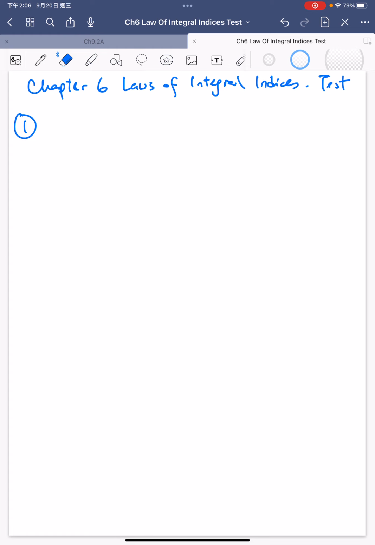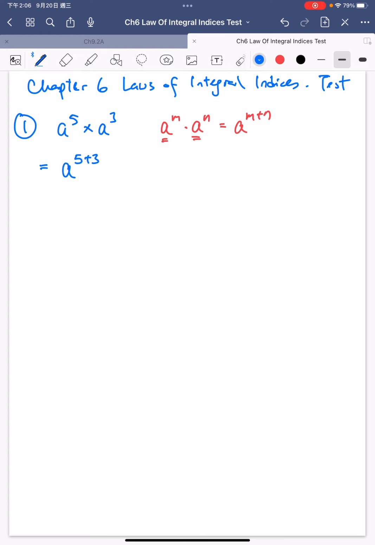For the first question, we have a to the power of 5 times a to the power of 3. Using our formula, a to the power of m times a to the power of n is equal to a to the power of m plus n. When you multiply two things with the same base, we can add the powers together, which means we can write it as a to the power of 5 plus 3. So the answer should be a to the power of 8.